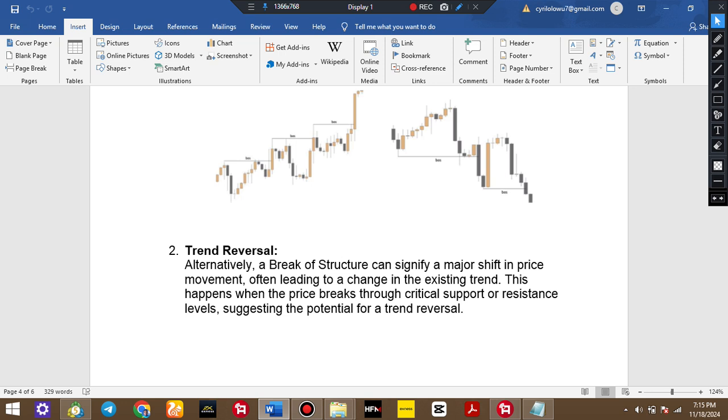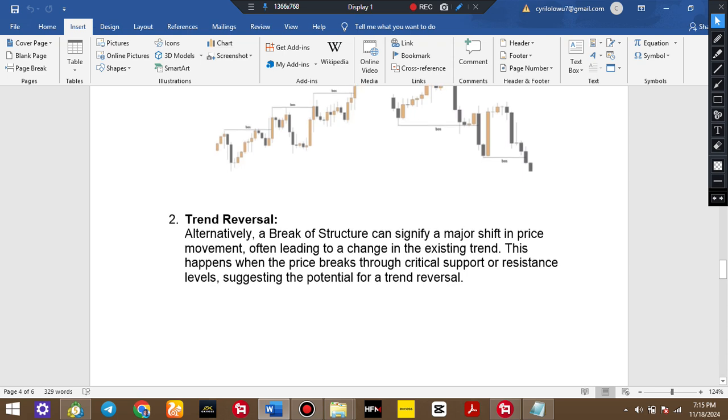Exactly. So now let's talk more about the reversal trend BOS. The reversal trend BOS, a break of structure, can signify a major shift in price momentum and price movement, often leading to a change in the existing trend. This happens when the price breaks through a critical support or resistance level, suggesting the potential for a trend reversal.